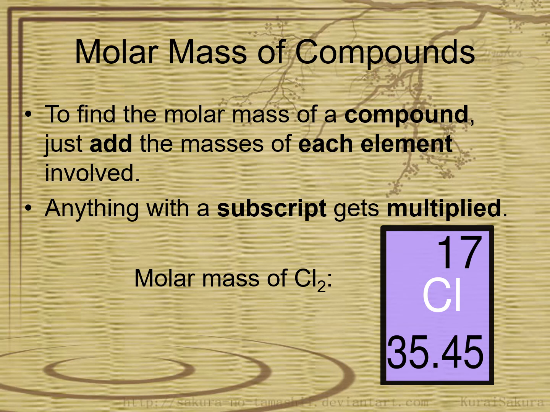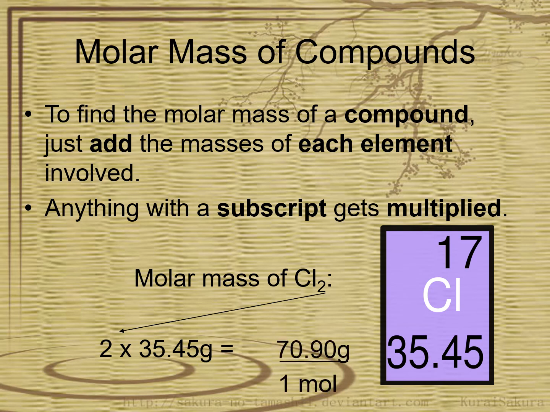All right, so 35.45. We're going to take that and we have to multiply it by 2 because of this subscript 2 right there. So 2 times 35.45 is 70.90 grams per mole. 70.90 grams per mole. And that is our answer.